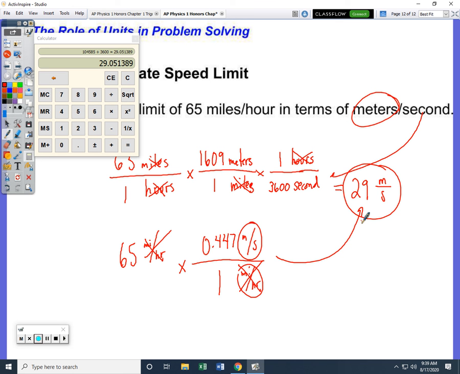So this is just kind of a review of some of the concepts dealing with converting units. I hope this helps, and you enjoy this first edition of the Institute.